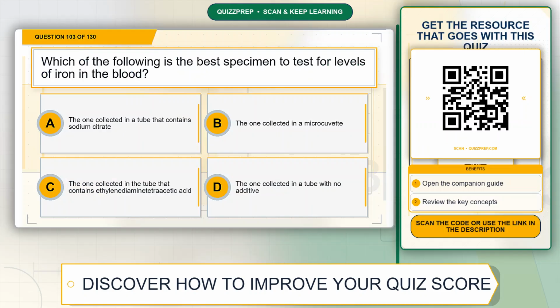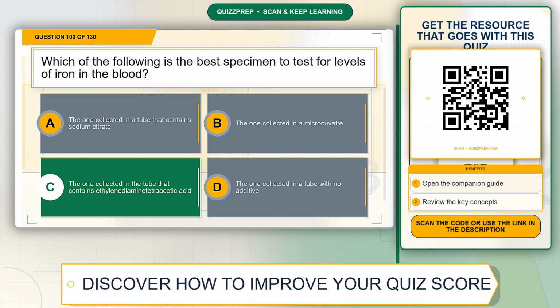Question 103. Which of the following is the best specimen to test for levels of iron in the blood? Option A, the one collected in a tube that contains sodium citrate. Option B, the one collected in a microcuvette. Option C, the one collected in the tube that contains ethylenediamine tetraacetic acid. Option D, the one collected in a tube with no additive. The correct answer is option C, the one collected in the tube that contains ethylenediamine tetraacetic acid.